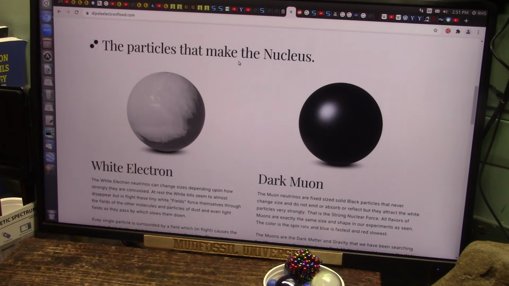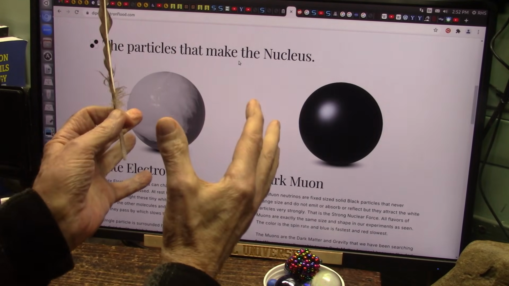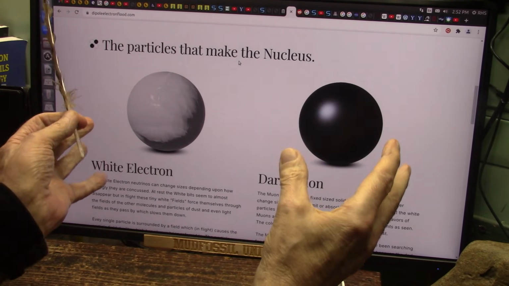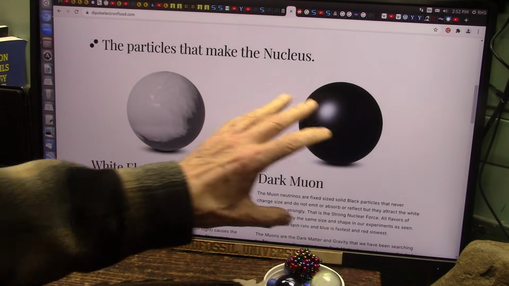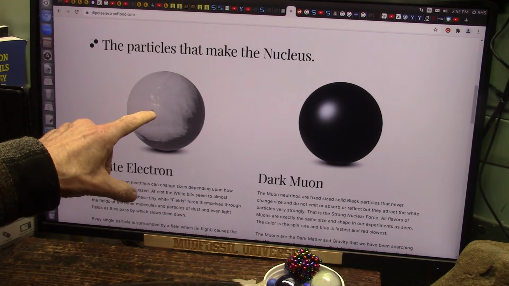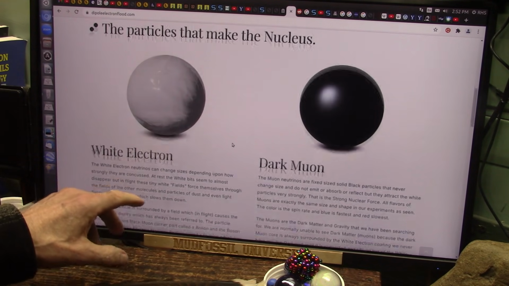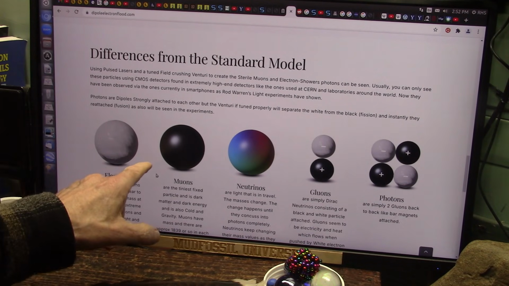Okay, as you're going to see, the white electron and dark muon are basically the single unit called a dipole electron. All right, they have to have the dark matter, and that is dark matter, and it's solid, and we can walk on that. You can't walk on light. Well, maybe you can, but if you can, you're probably going to be Jesus.